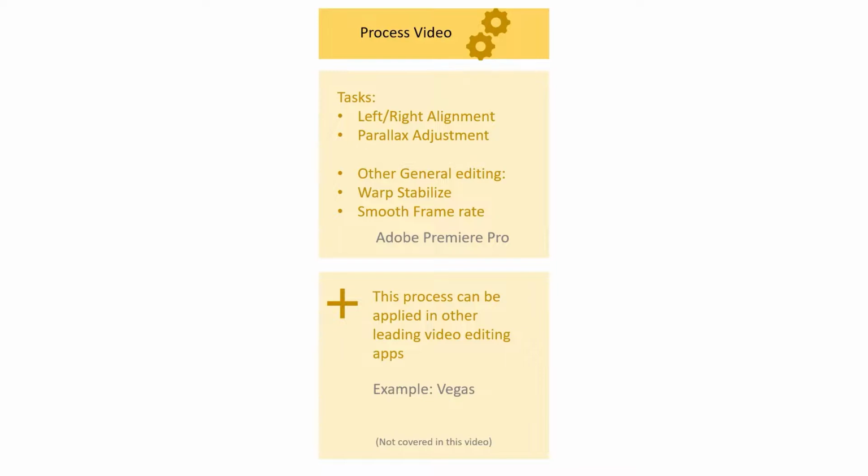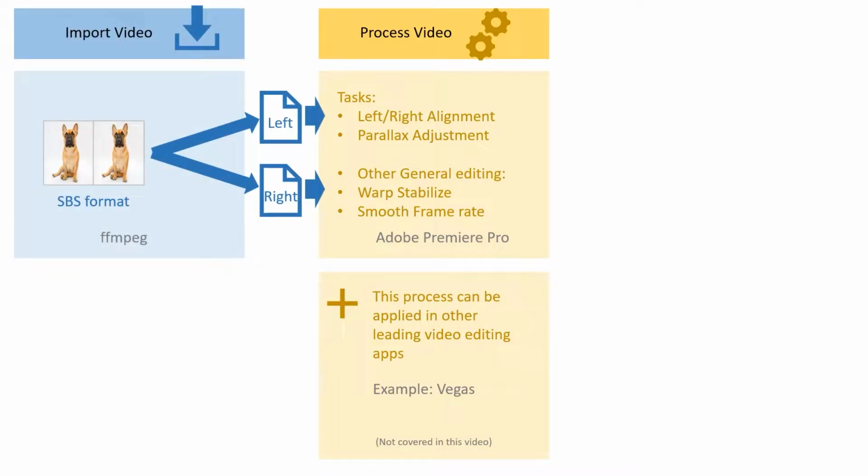Now, before we can start any processing in either Adobe Premiere Pro or Vegas, we need to get the files into a format that we can import into those applications. And we're going to need to get them into independent files, one for the left eye and one for the right eye. Now I'm going to assume as a starting point that we're using the SBS, the side-by-side format. And we're going to split those files into a left video and a right video that we can then import. I'm going to be using ffmpeg to achieve this.